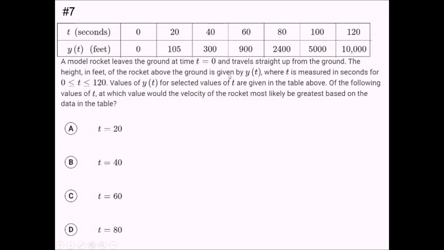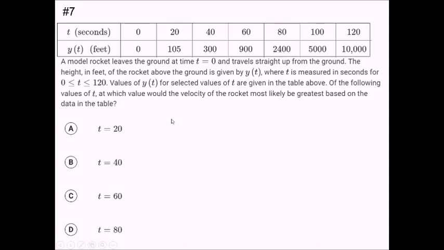On this problem, we have a rocket leaving the ground at time 0, traveling straight up, and the height is given by y of t, and we've got some values for y and t in this table here between times 0 and 120. Of the following values, we want to know at which value the velocity would be most likely the greatest based on our data. Okay, so let's go ahead and try to estimate this.